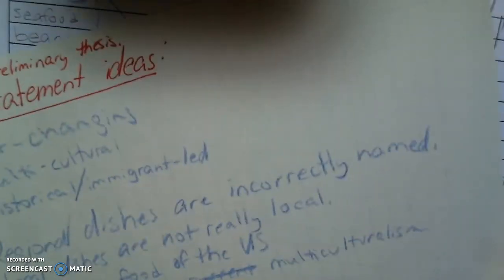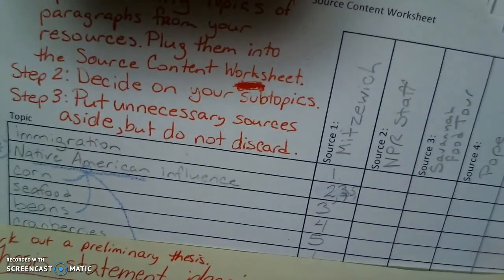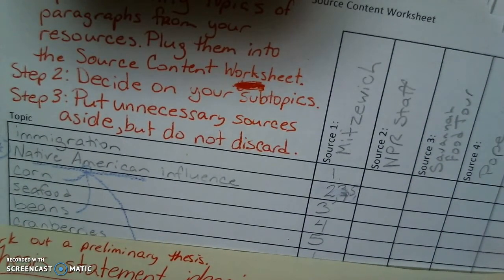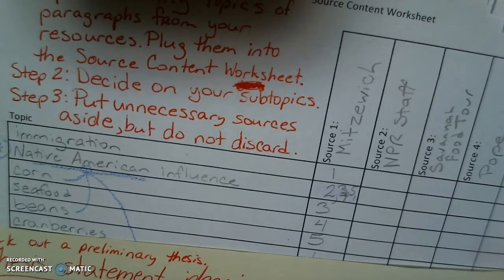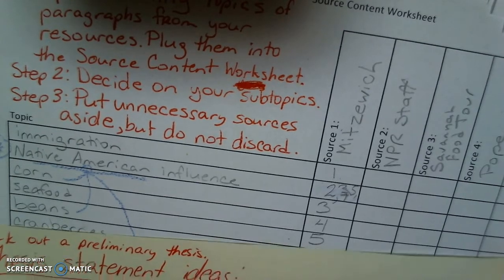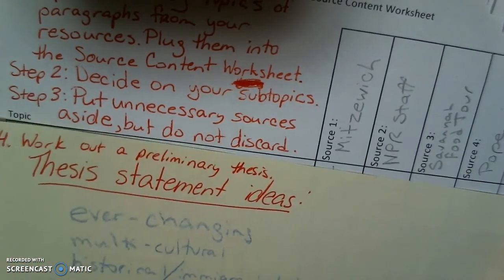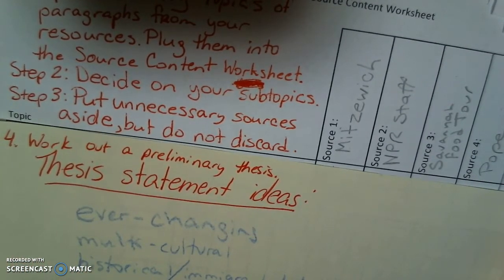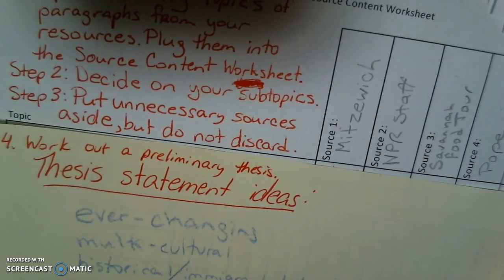So we've walked through step one of getting the sources and identifying the topics of the paragraphs, putting them into the source content worksheet, then deciding on the subtopics, putting unnecessary sources aside, not throwing them away, but just putting them out of our initial stack. And then working out a preliminary thesis. On to video 4.